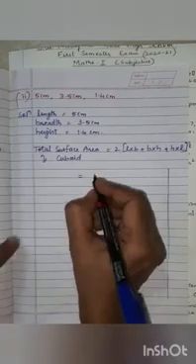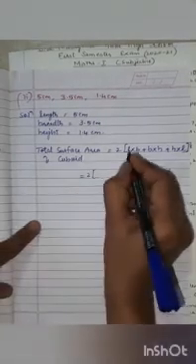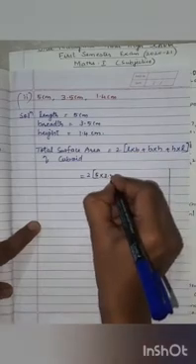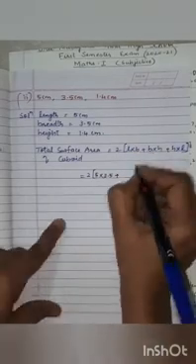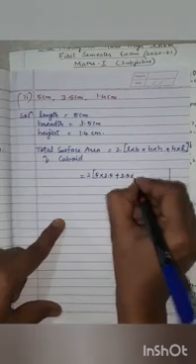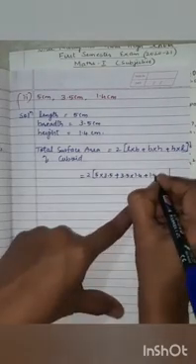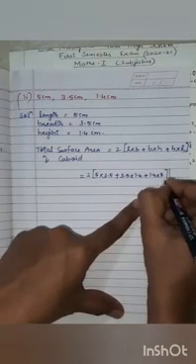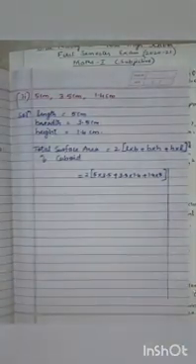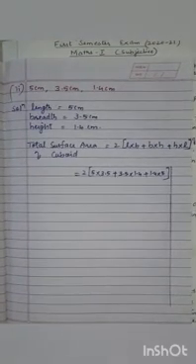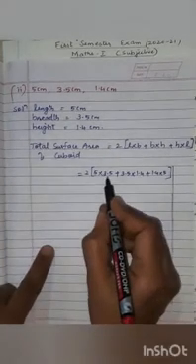The next step children, what we have to do? We have to substitute the value. What is length here? Length is 5 multiplied by breadth is 3.5, plus what is breadth here? Again 3.5 multiplied by height is 1.4, plus again 1.4 multiplied by 5. Okay, so in this way you have to substitute the value. Then after substituting, children, we have to multiply here. See, here it is in decimal numbers.